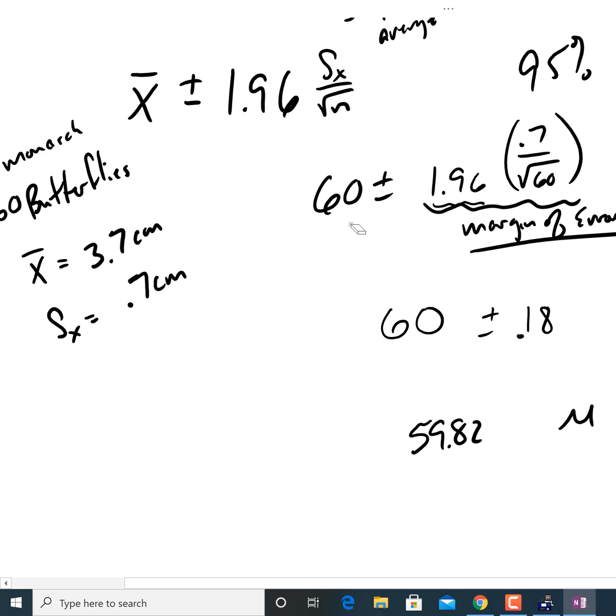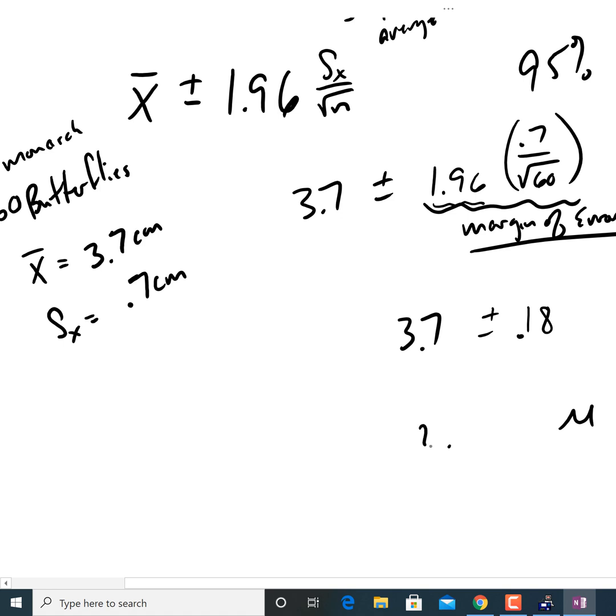Did I say 60? Oh, I'm sorry. They don't have 3.7, stupid. Let's try that again. 60 centimeters is a big wingspan. 60 was the number of butterflies we looked at. I apologize. So 3.88 centimeters on the top end. That's the biggest one I expect to see.